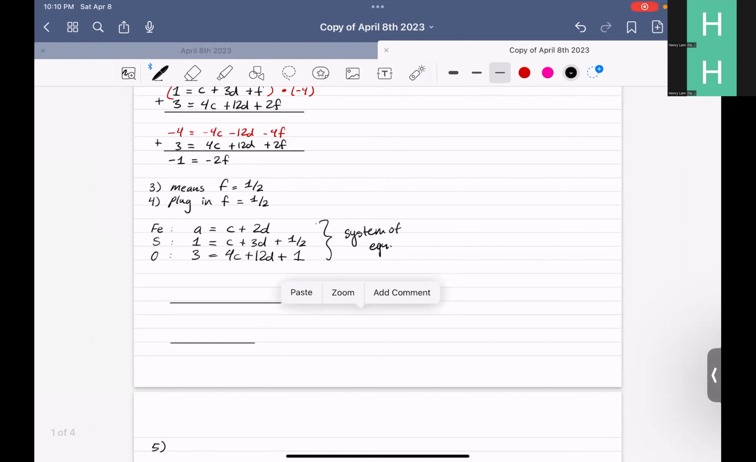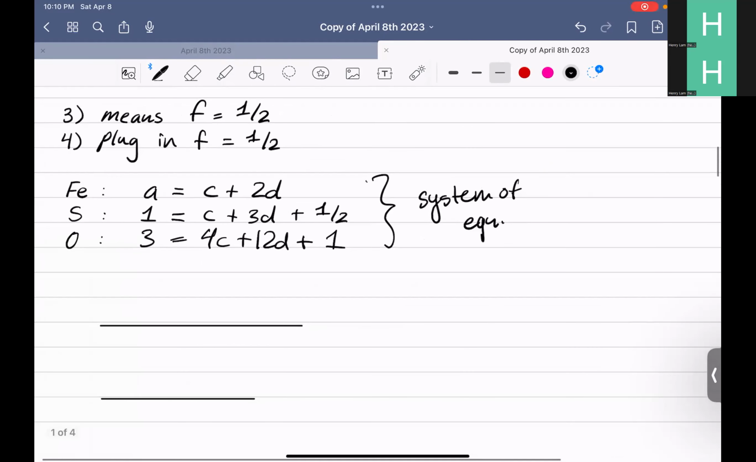And what we're going to do here is we're going to find some expressions. We're just going to simplify it a bit further. So what do I mean by that? What I'm going to do is I'm going to choose the iron expression, or the iron equation. A is equal to C plus 2D. And then I'm going to add that to 1/2 is equal to C plus 3D.